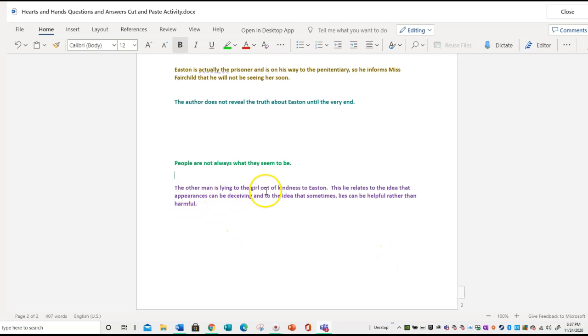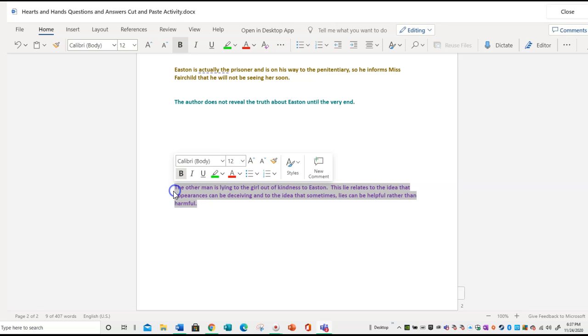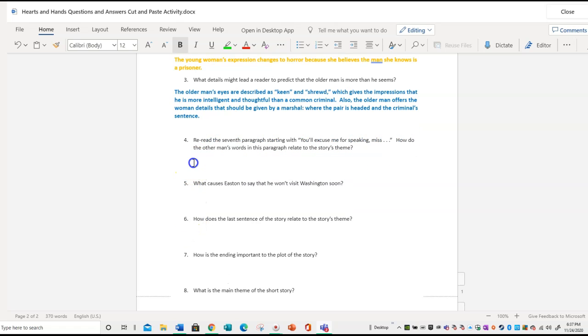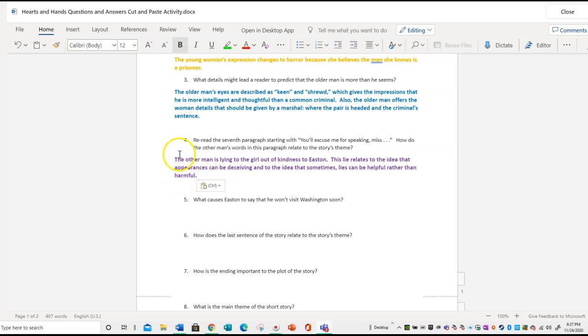Okay, what about this one? The other man is lying to the girl out of kindness to Easton. So the marshal's lying. He feels for this guy, because he'll be humiliated if this girl knows he's going to the penitentiary. This lie relates to the idea that appearances can be deceiving, and to the idea that sometimes lies can be helpful rather than harmful. Okay, Control X. And I think that fits pretty well here. I'm going to Control V. Okay.